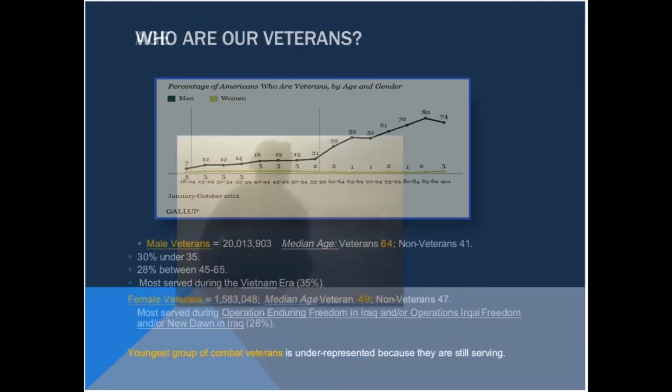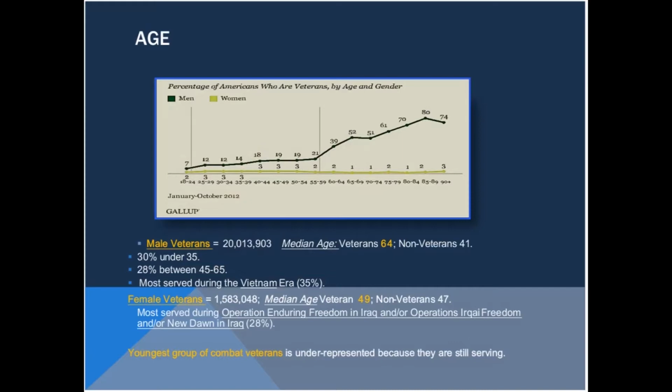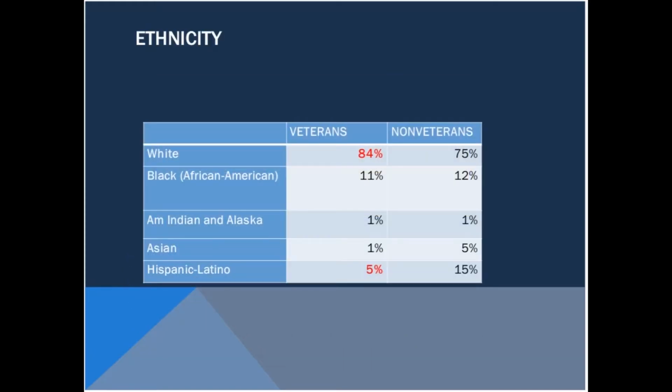So who makes up the veterans population? First is that male veterans comprise about 20 million people. Their median age is greater than non-veterans at 64 because about a third of them are from the Vietnam era at a time when there was a draft in place. Female veterans have about the same median age group as non-veterans, and the youngest group of combat veterans is underrepresented because many of the younger people are still in the military, so they're not classified as veterans yet. Caucasian veterans tend to be overrepresented, and Hispanic members tend to be underrepresented.